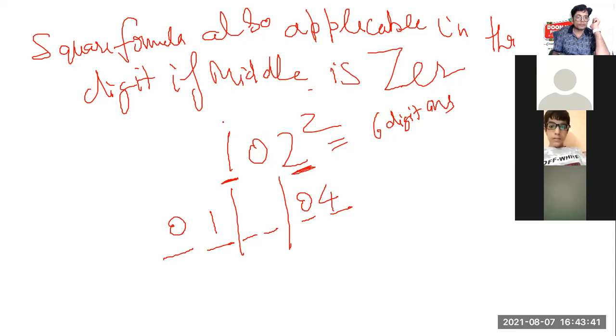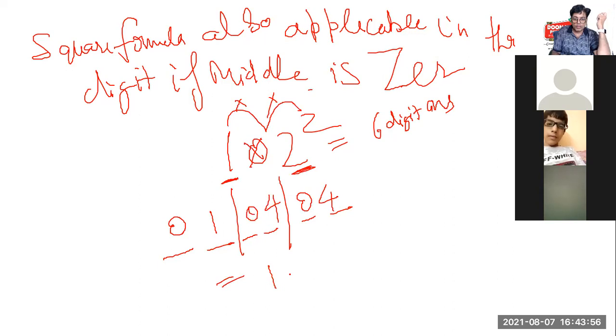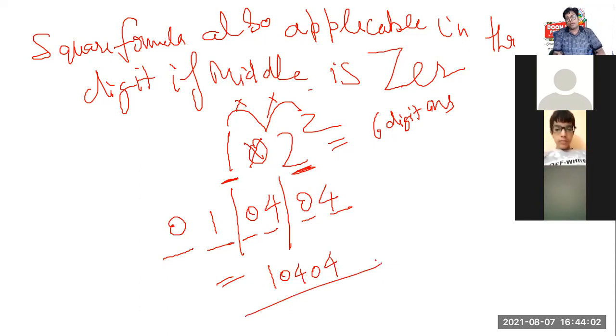Now, I will leave 0 and multiply 1 into 2 into 2. 1 into 2 into 2 is 4. That is 0, 4. So the answer will be 1, 0, 4, 0, 4. Note it down.